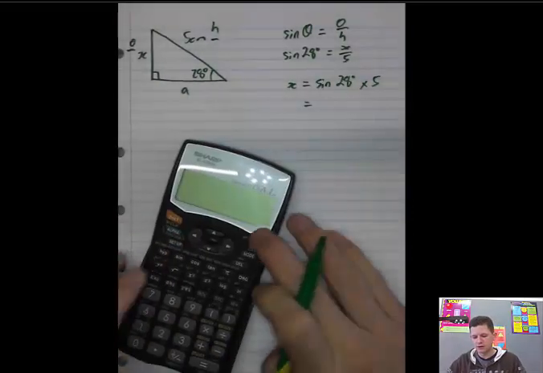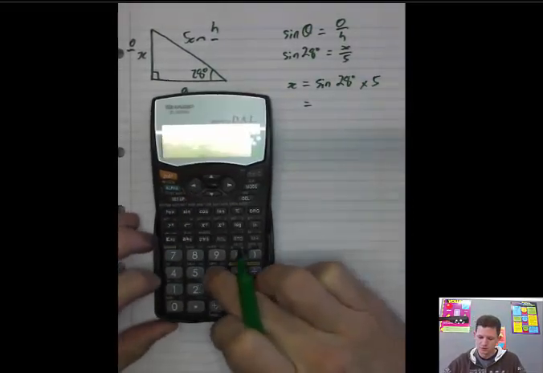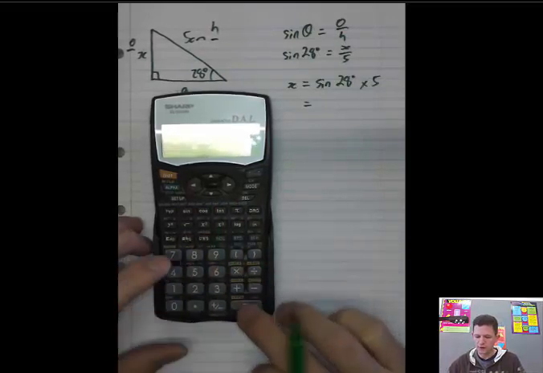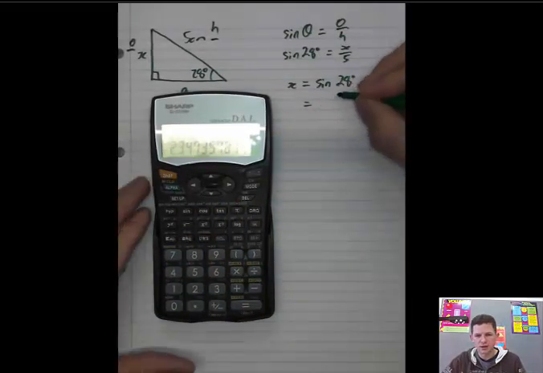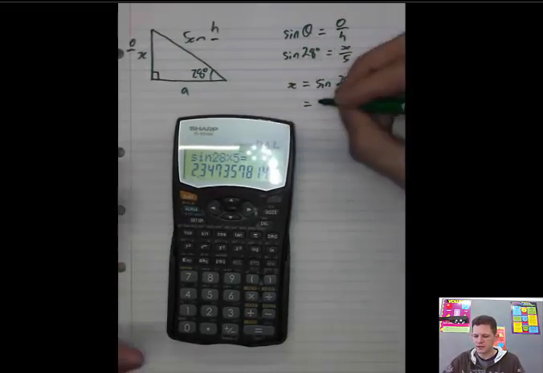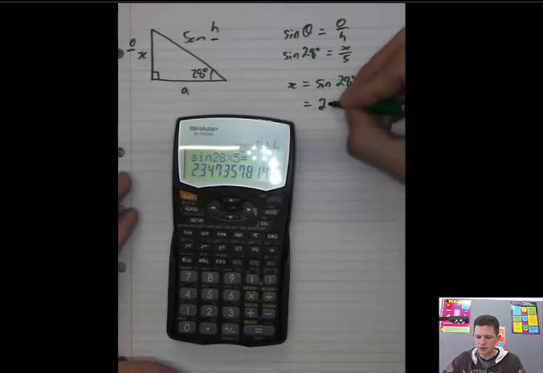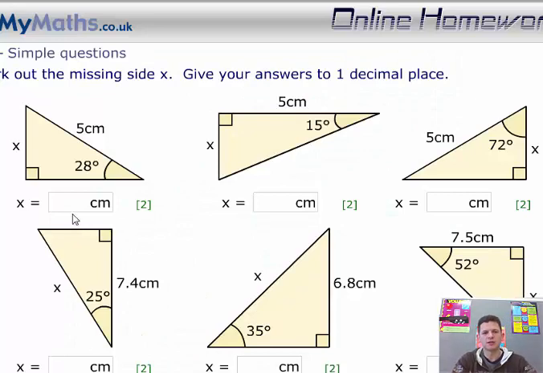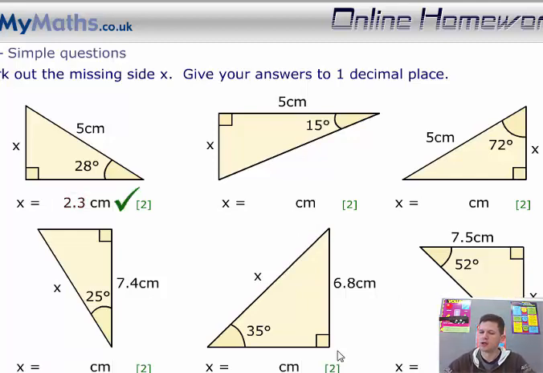Calculators run out of batteries, so we'll use a backup. Sine 28 times 5, and there we get the answer of 2.34. I believe the question wants us to do it to 1 decimal place. So once you've worked it out in your book, you'll go back to here, put in your answer, 2.3, and you check it, you'll obviously be correct.